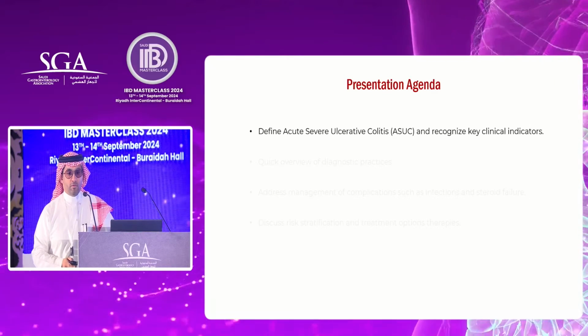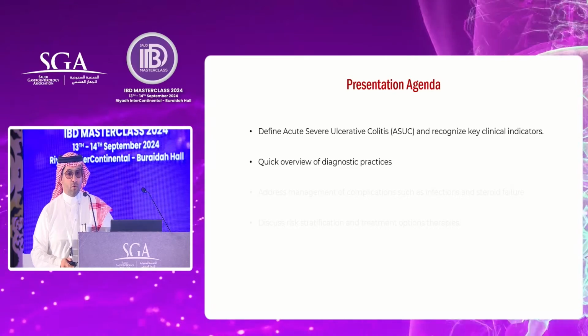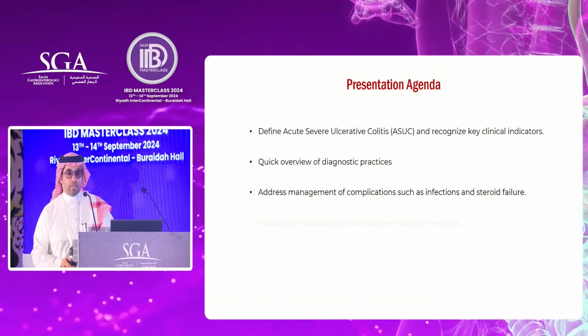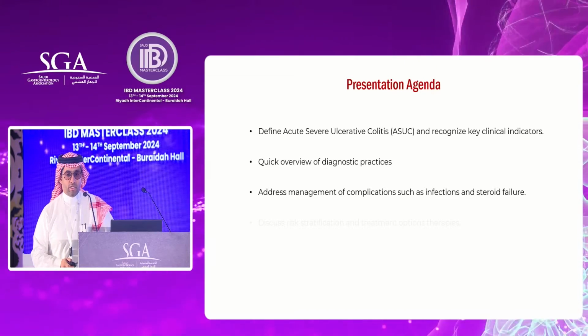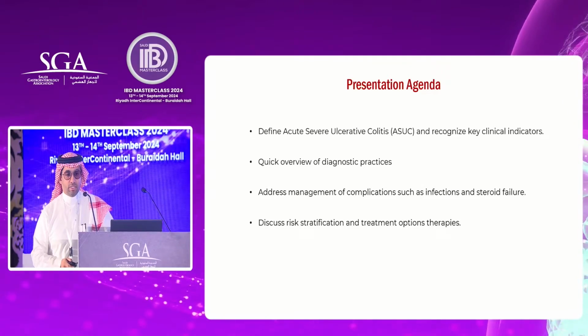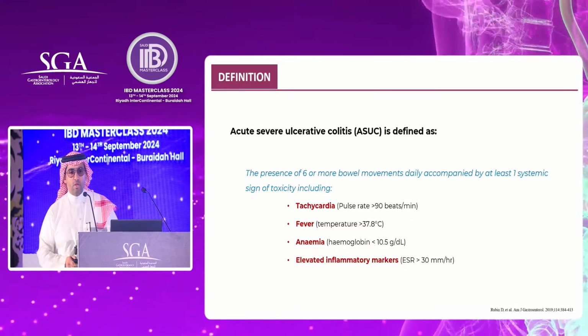Initially, we're going to start with the definition of acute severe ulcerative colitis and a quick review of the diagnostic practices, then address the management of complications such as infections and steroid failure, and finally, we will discuss risk stratification and treatment option therapy.